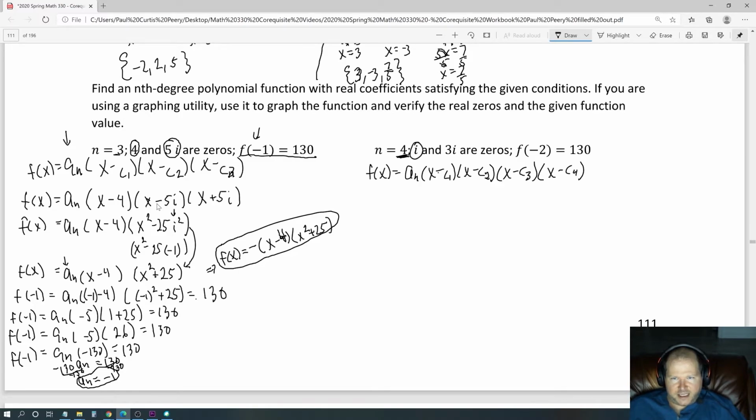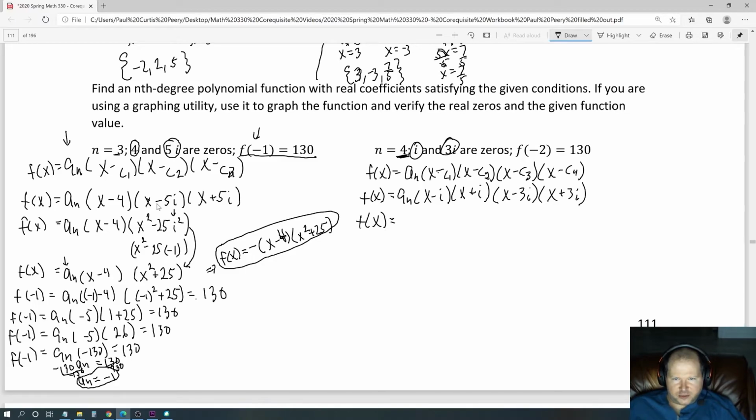Now they list an i and they list a 3i. And just like I said before, whenever they have those i's, we know what that really means is we are going to have opposite signs. So we're going to say x minus i and x plus i. And we are going to have x minus 3i and x plus 3i. Opposites, right? Conjugates.